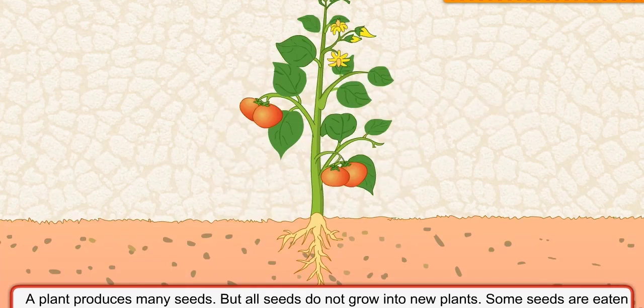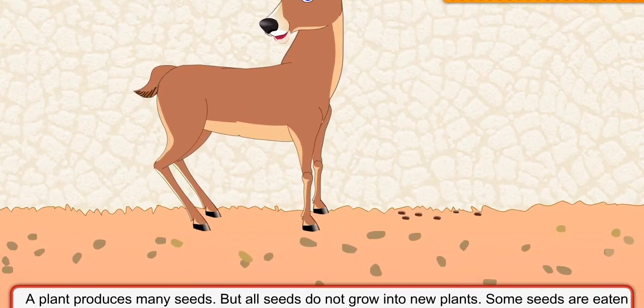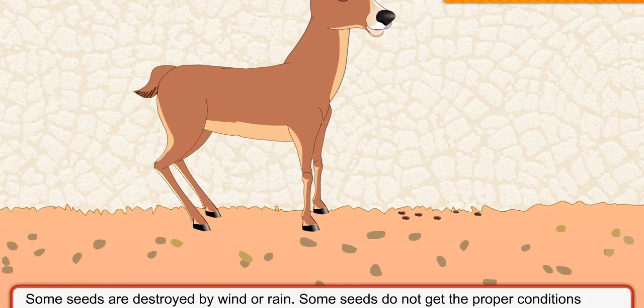A plant produces many seeds, but all seeds do not grow into new plants. Some seeds are eaten by animals and humans. Some seeds are weak and do not grow. Some seeds are destroyed by wind or rain. Some seeds do not get the proper conditions needed to grow.